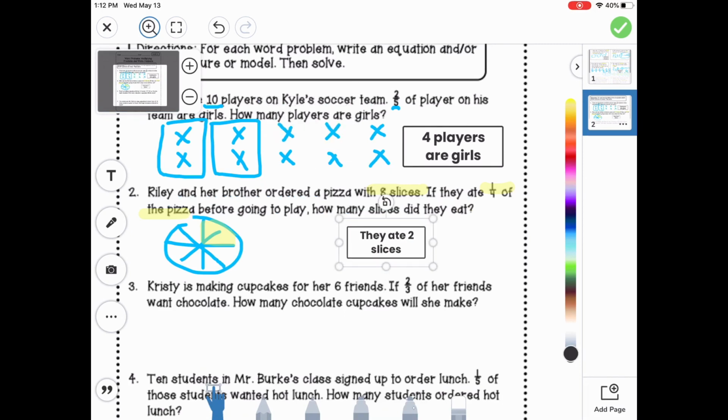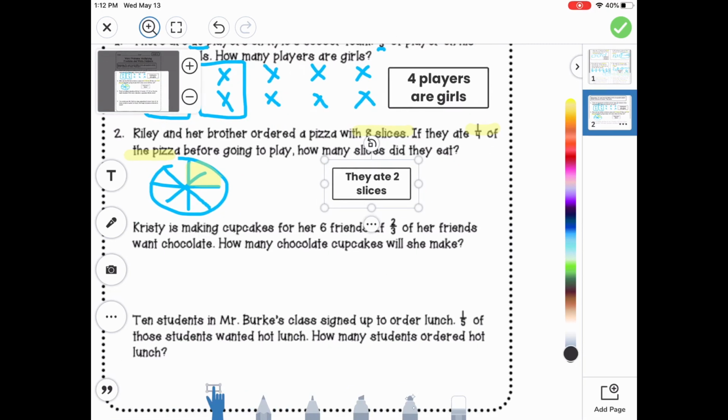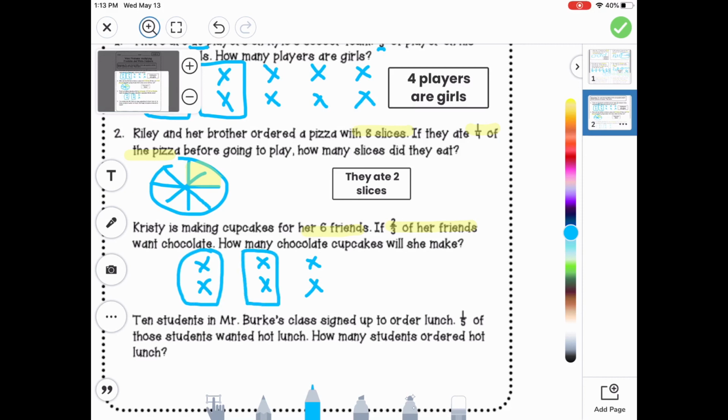Question number 3. Christy is making cupcakes for her 6 friends. If 2/3 of her friends want chocolate, how many chocolate cupcakes will she make? So here are her 6 friends. I'm going to break them into thirds, or 3 equal groups. If 2/3 of her friends want chocolate, how many chocolate cupcakes will she have to make? She will need to make 4 chocolate cupcakes.